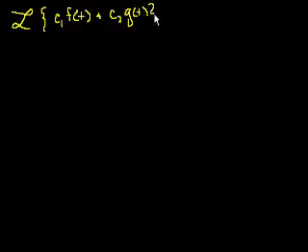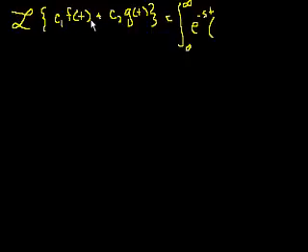of the sum of, we'll call it the weighted sum of two functions. So say some constant c1 times my first function, f of t, plus some constant c2 times my second function, g of t. Well, by the definition of the Laplace transform, this would be equal to the improper integral from 0 to infinity of e to the minus st times whatever our function is that we're taking the Laplace transform of, so times c1 f of t plus c2 g of t. I think you know where this is going.